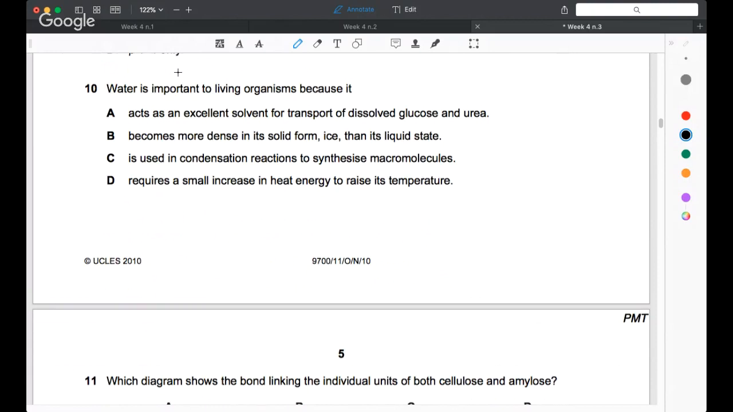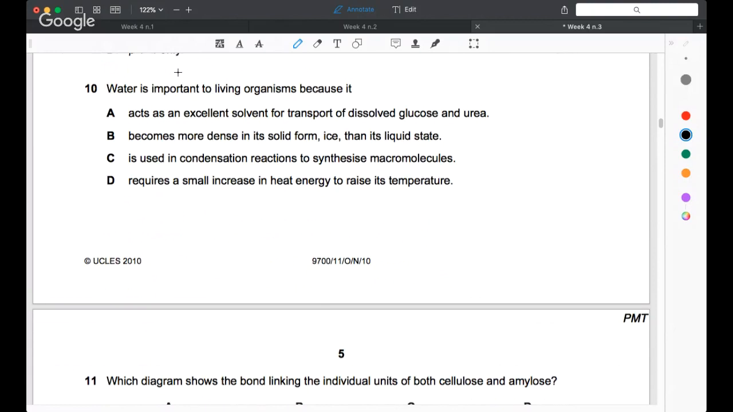A. Yeah, good. So why isn't it B, C, or D? Okay. So it's not important for living organisms. B is not important. B true. No. One is ice. Well, it is important actually for fish, but ice is less dense. Yeah, good. I just knew that A was correct. D is not correct because a big increase of heat energy raises its temperature. What's that called? High specific heat capacity. Good.